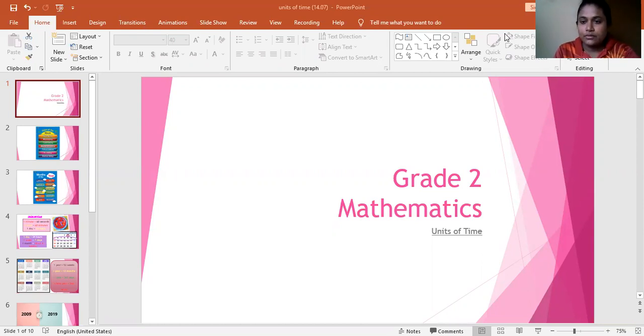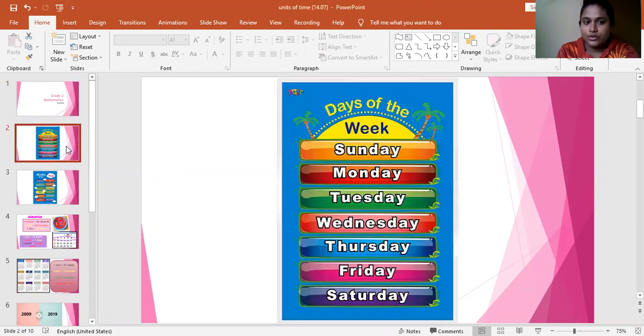Today we are going to learn math and we are going to learn units of time. Before we move to our lesson, first go through the days of the week. We know there are 7 days for a week. They are Sunday, Monday, Tuesday, Wednesday, Thursday, Friday, and Saturday. There are 7 days for the week.